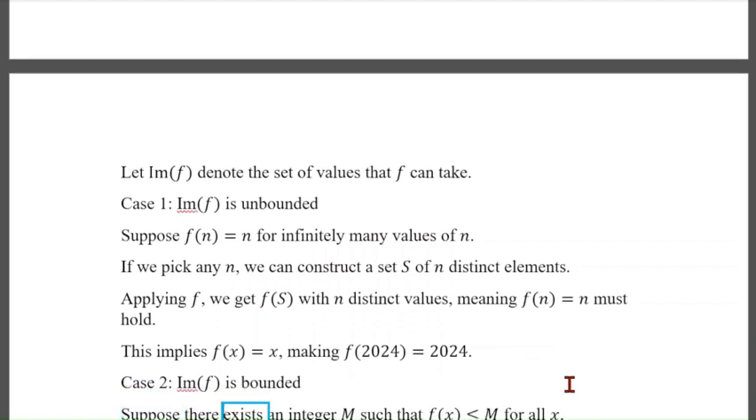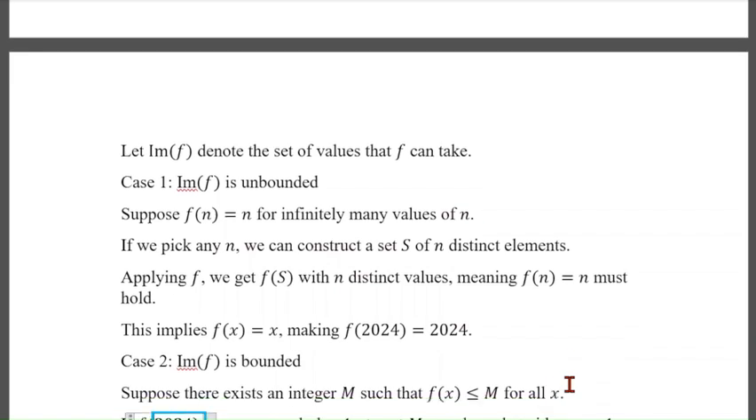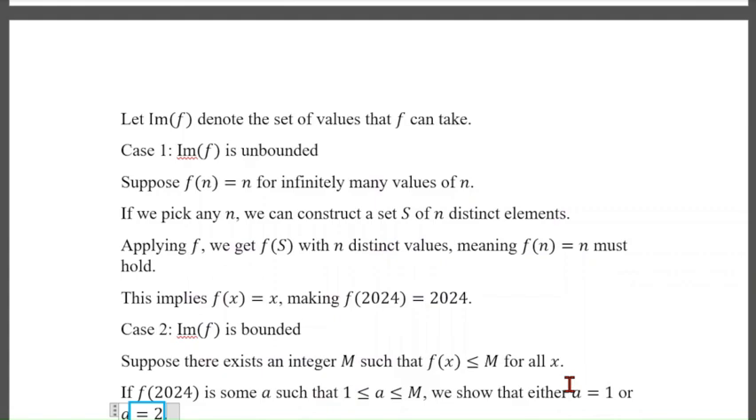Case 2. Im(f) is bounded. Suppose there exists an integer M such that f(x) ≤ M for all x. If f(2024) is some a such that 1 ≤ a ≤ M, we show that either a = 1 or a = 2.